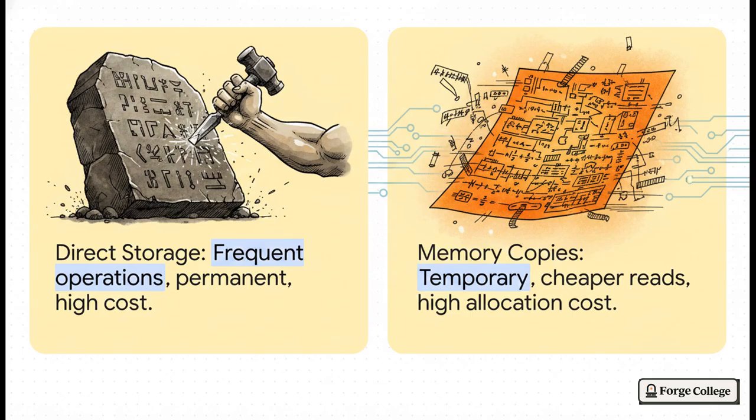On the flip side, memory copies are kind of like doing fast math on temporary orange scrap paper. It's incredibly cheap per read. You can scribble and erase on that paper all day long. But here's the catch. Finding and preparing a large enough piece of scrap paper in the Ethereum virtual machine comes with a high one-time allocation cost. You have to pay for the paper before you can write on it. And the more data you have, the bigger the paper you need, making that upfront fee pretty steep.